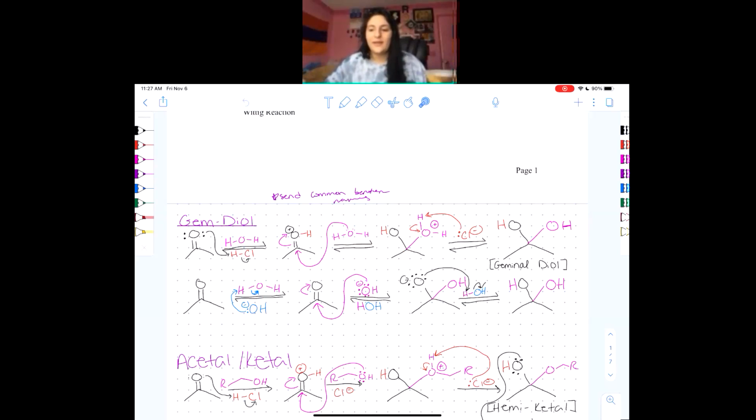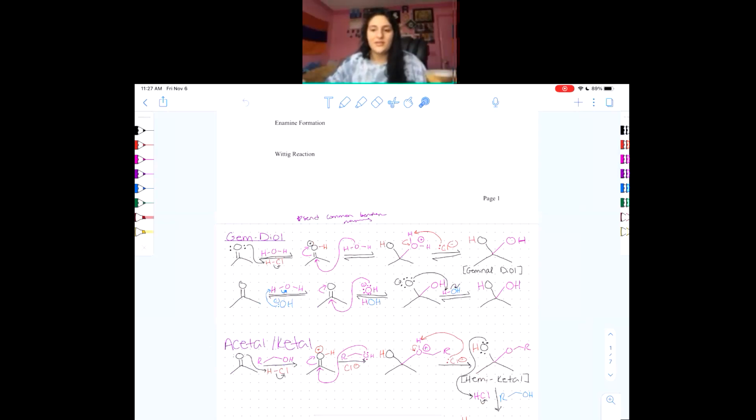Could it work without a catalyst? Yes, but it's more favorable with a catalyst. So in the acetal-ketal case, without a catalyst, it'll stop at the hemi. But for the gem diol, it will go to completion. It's just not as favorable.